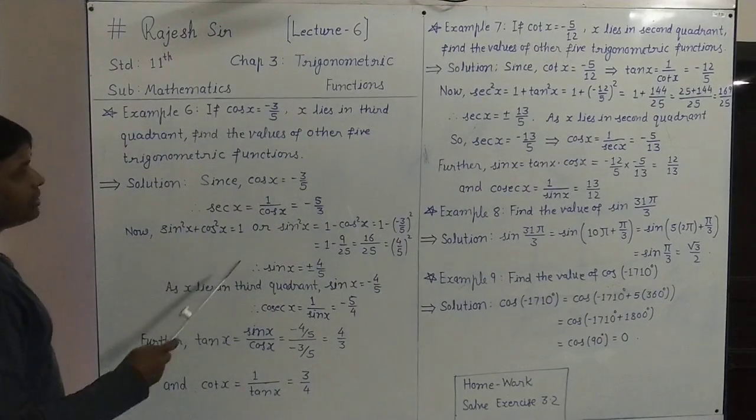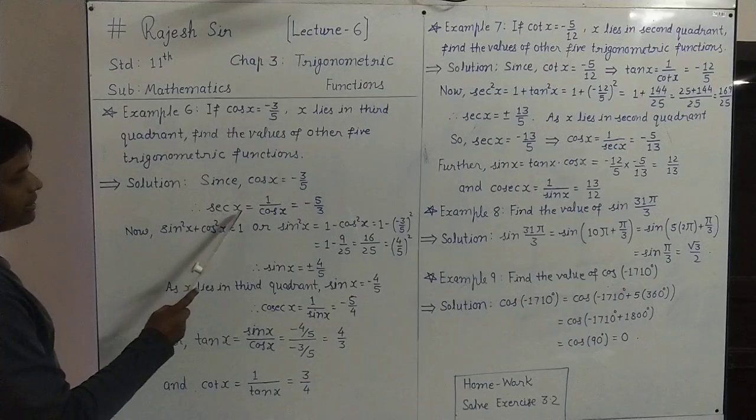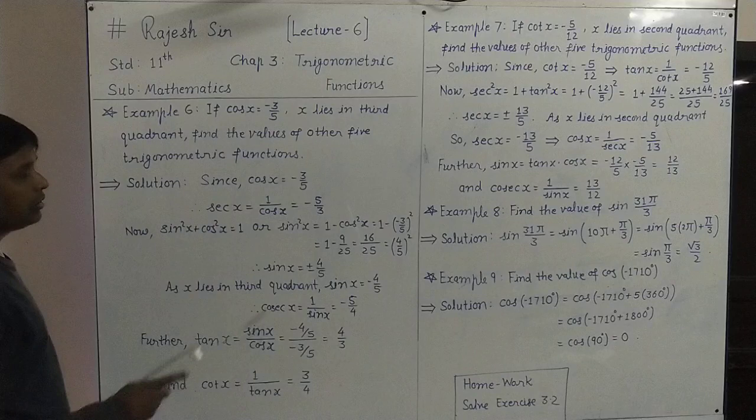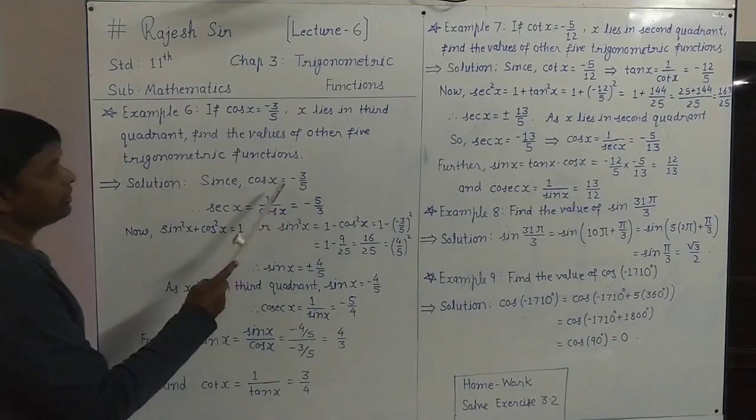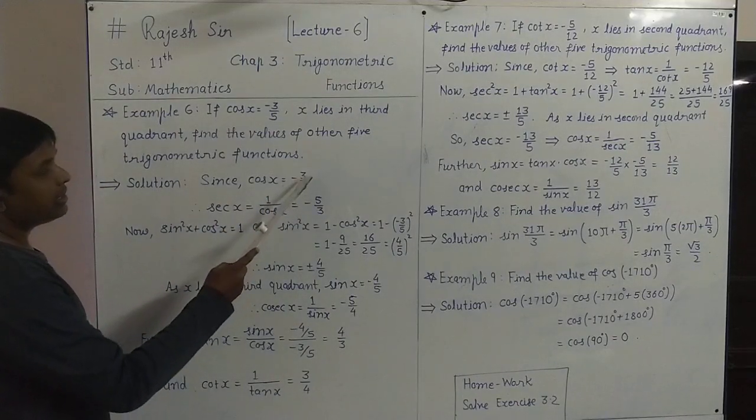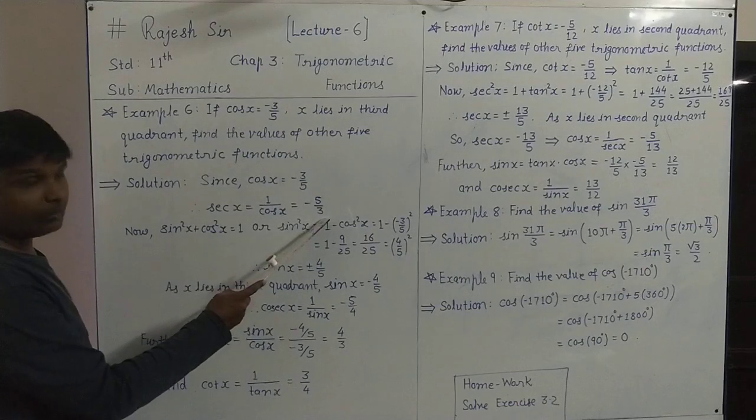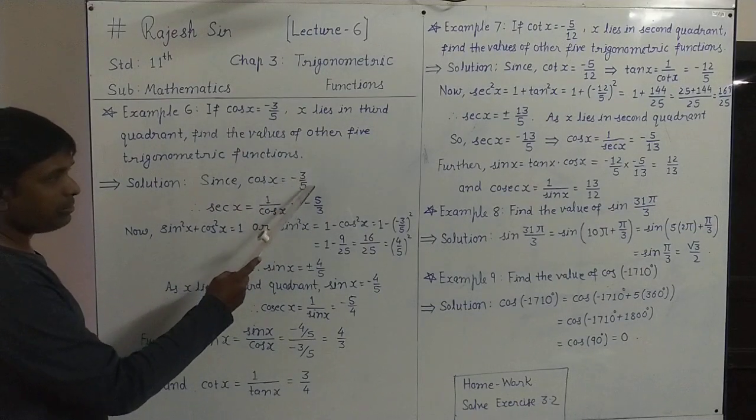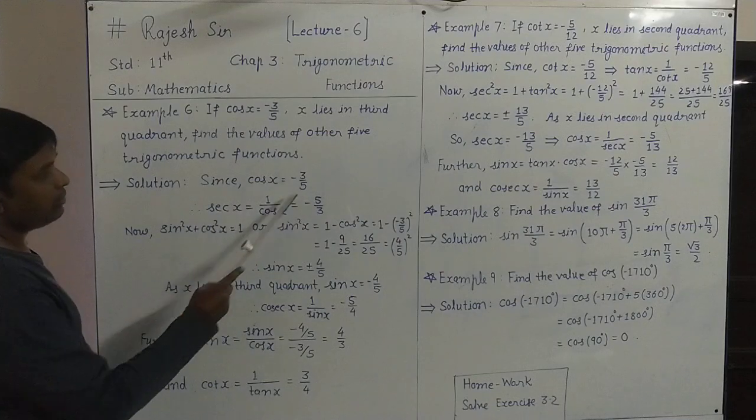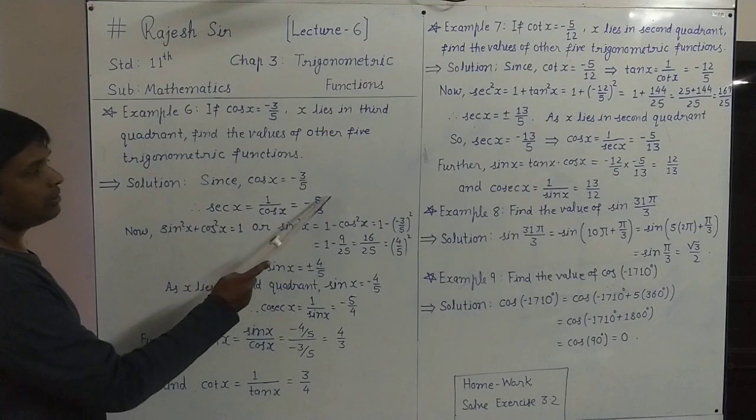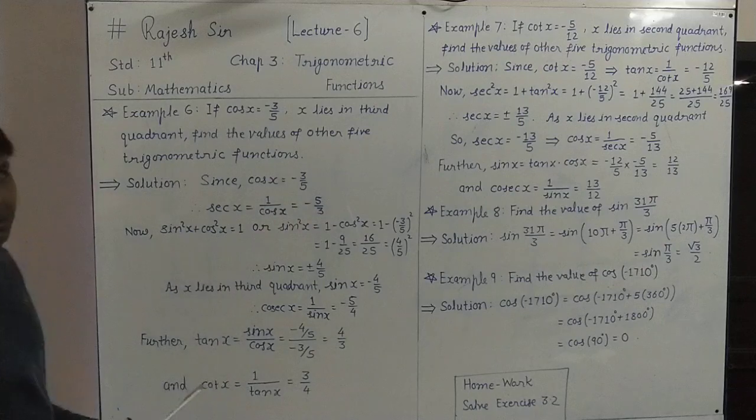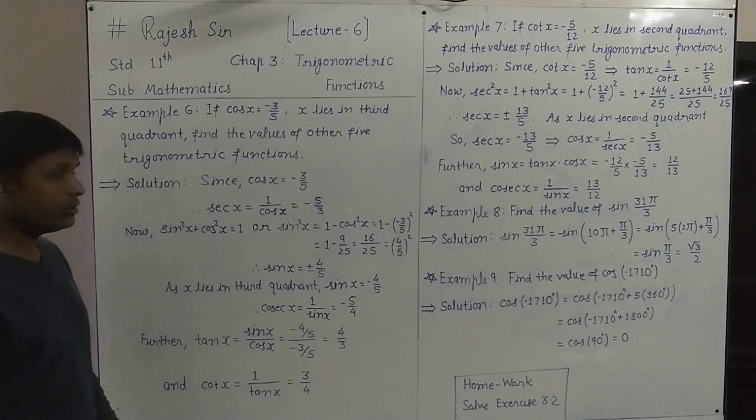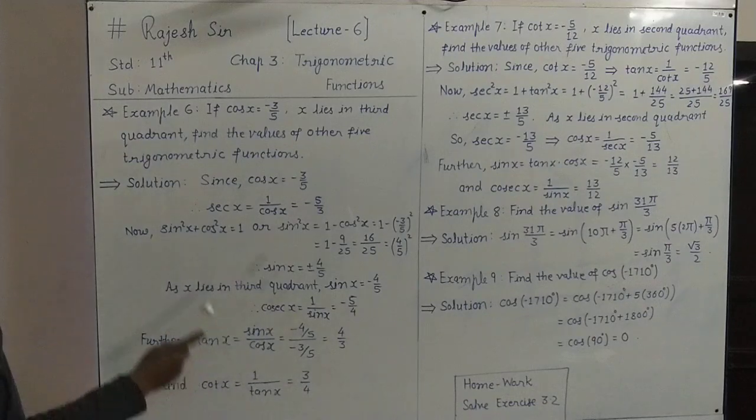In previous lectures we have seen the relation that sec x equals 1 upon cos x, meaning sec is the inverse of cos. Cos x value is minus 3 by 5. So, sec x will be the inverse of minus 3 by 5, which is minus 5 by 3. Just the inverse of the value of cos gives the value of sec x. So we got sec x.